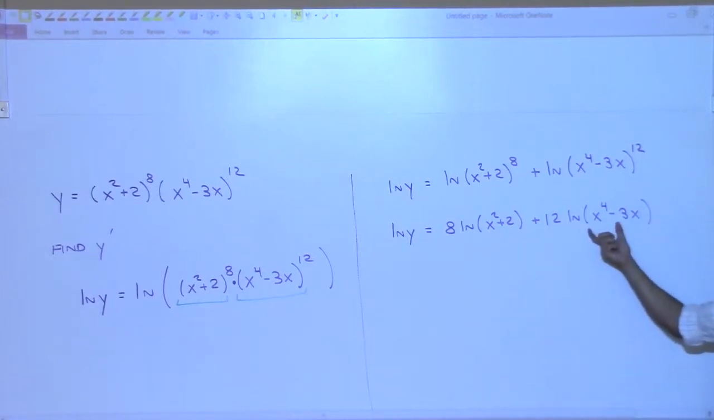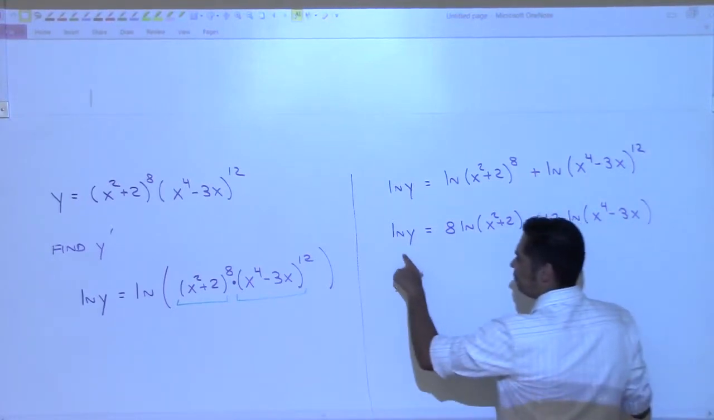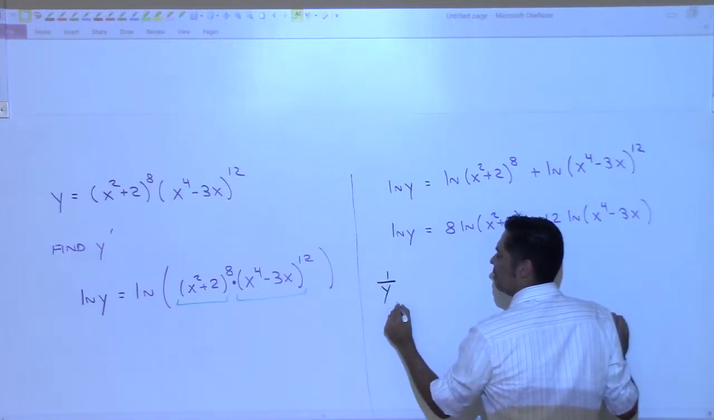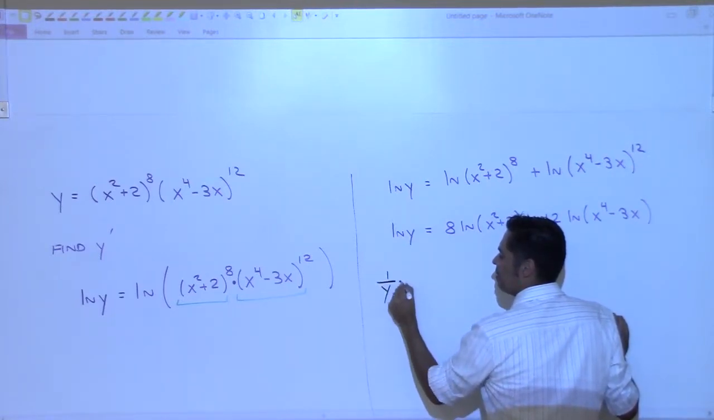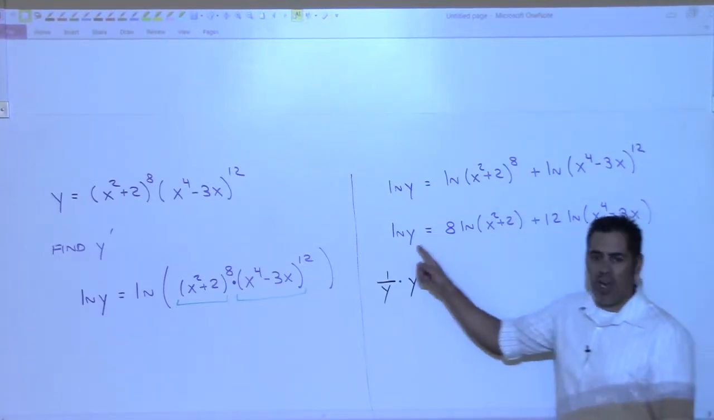And here, same thing. Can't split this into 2 because it's subtraction. So now is the point that we will take the derivative. All right, we're going to do implicit differentiation. So what is the derivative of the left side? It's 1 over y times y prime. Okay, so we did that last class. This is the chain rule.